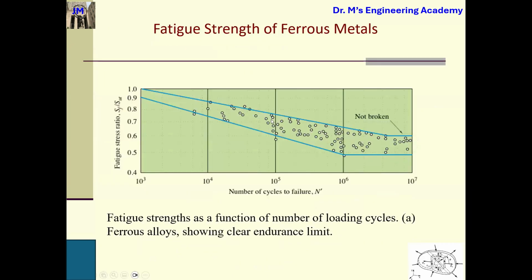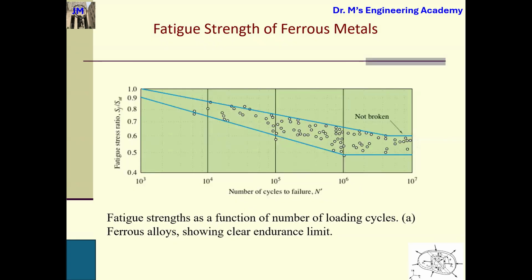And then we talk about fatigue strength of ferrous metals. Can somebody tell me what is a ferrous metal? Metal that contains some kind of iron. Yeah, ferrous metal means we have some iron in it. Why do I talk about this? Because ferrous metal and non-ferrous metal behave totally different.